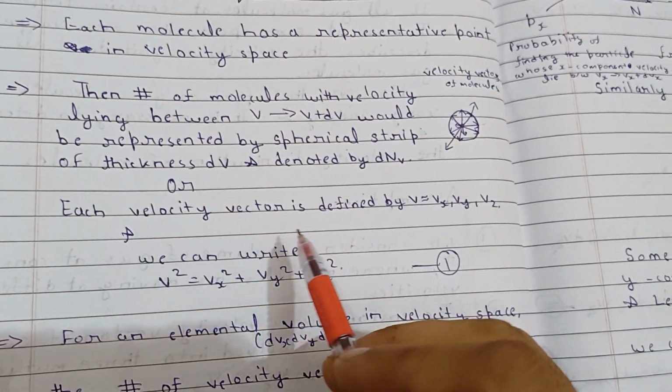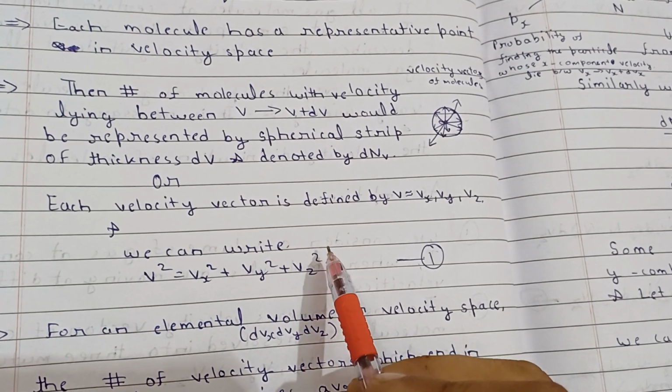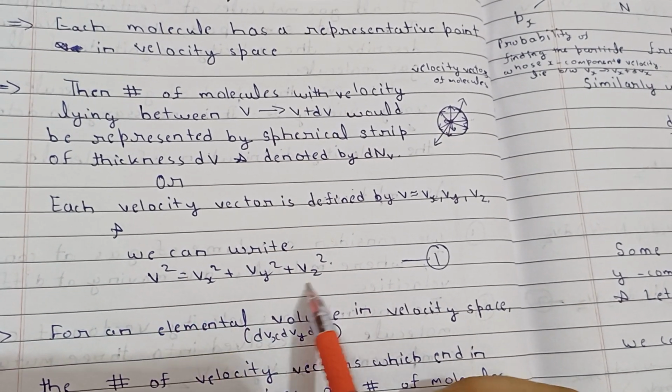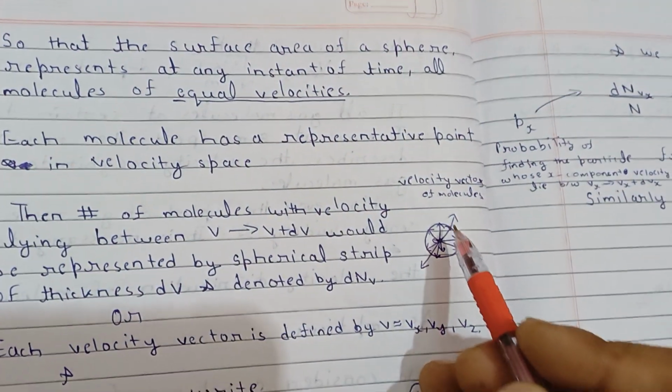Or we can say each velocity vector is defined by vx, vy, vz, and v square equals vx square plus vy square plus vz square. So this condition will be satisfied, meaning these three components can change for the sphere, but the net velocity will remain the same for all the particles lying on the sphere.